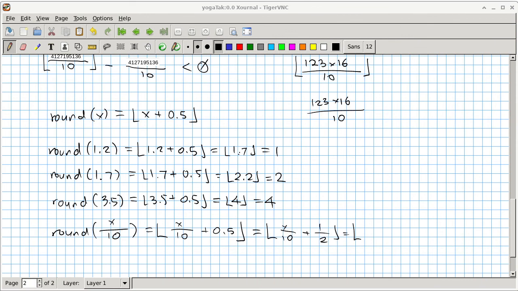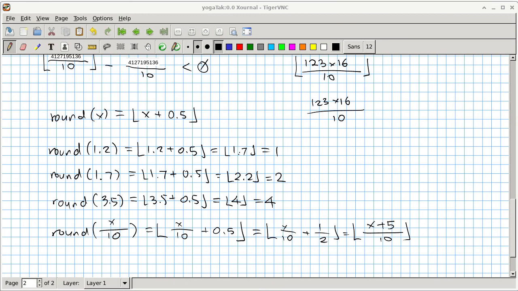So I look at this and go, well, can I consolidate everything to use the same denominator? Sure, right? Because 1/2 is 5 divided by 10. So now I can say it's the same thing as x plus 5, the whole thing divided by 10, and then take the floor of that. Is that okay? Problem solved.